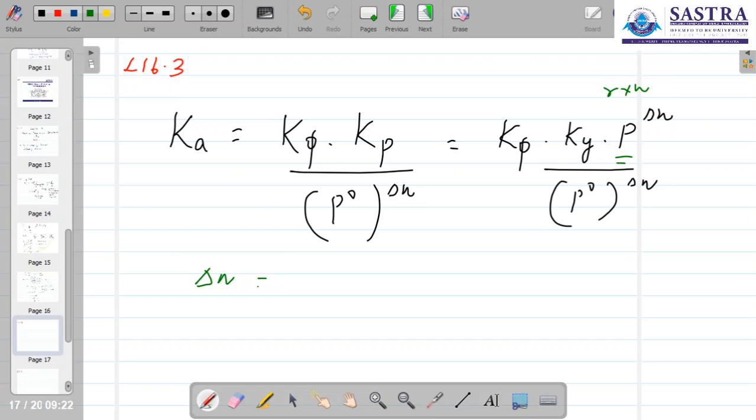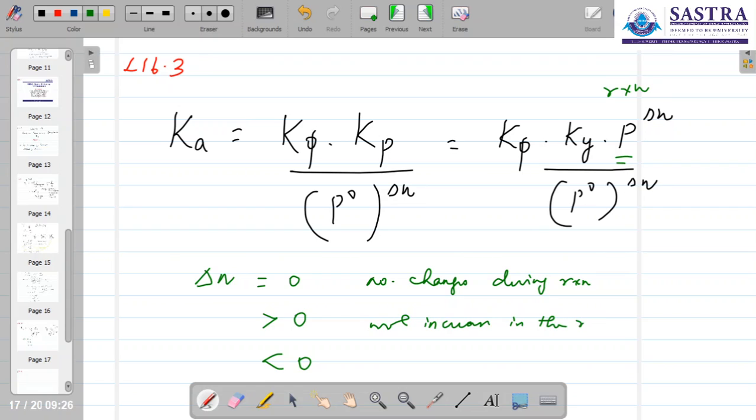So we can have the cases: what if delta n is equal to 0, delta n greater than 0, and delta n less than 0? Just to discuss this effect, delta n equal to 0 means there is no change in moles during the reaction. Delta n greater than 0 means the moles increase in the reaction, so the product side has more moles than the reactant side. And delta n less than 0 means the moles decrease in the course of the reaction. Now delta n, just to recollect, is a summation of the stoichiometric coefficients, so that's what we write as delta n.